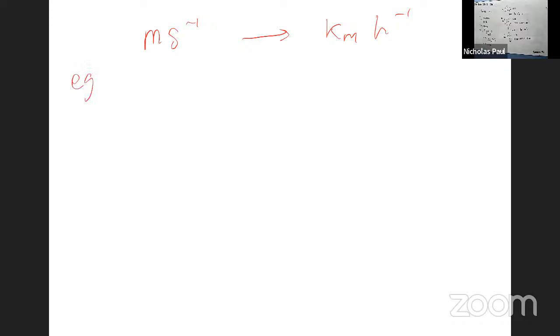Let's say we had something like this. Let's say we had 10 meters per second. I'll show you the long way first. What does 10 meters per second mean? Use a runner. So tell me what that means. 10 meters in 1 second. So it means that you're taking 1 second to cover 10 meters. That fast? Yeah, that fast.